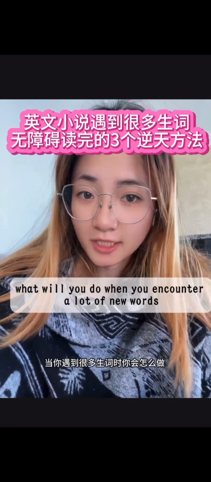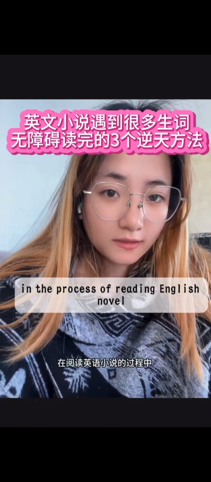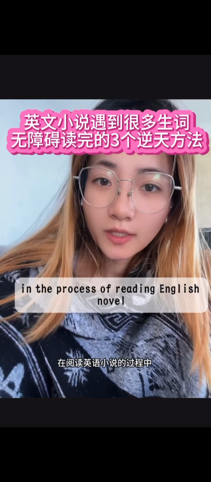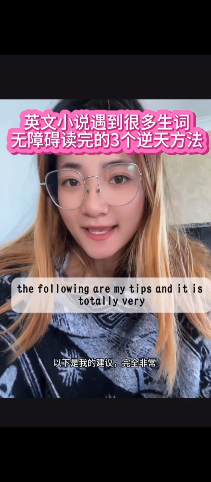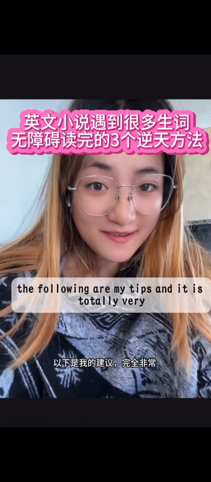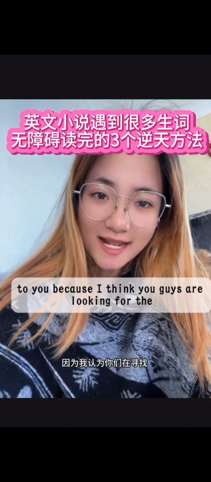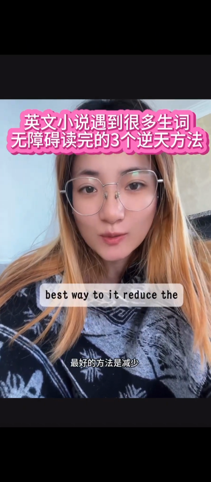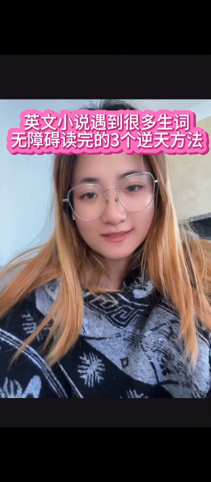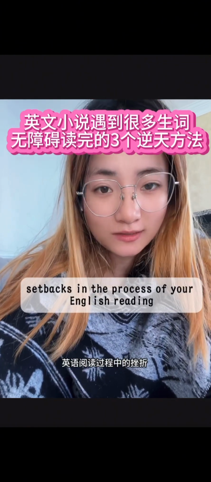What will you do when you encounter a lot of new words in the process of reading an English novel? The following are my tips, and they are very important to you, because I think you are looking for the best way to reduce the setbacks in the process of your English reading.